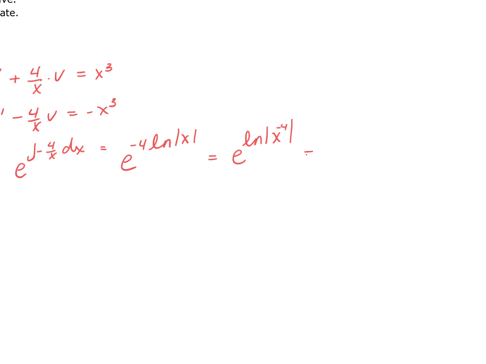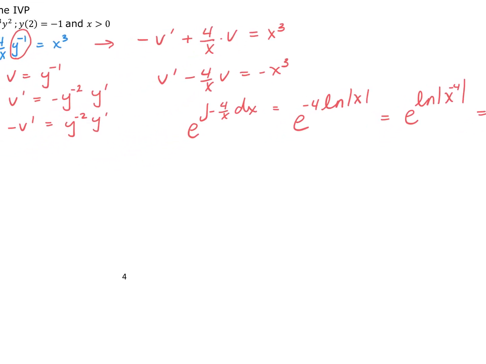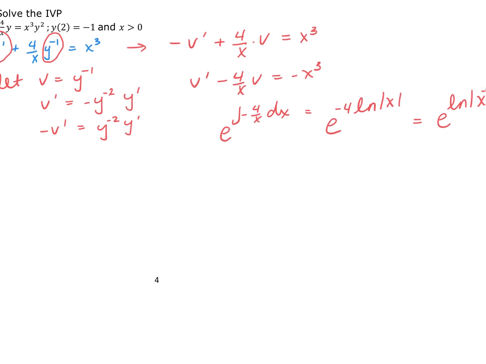And then because this is really x raised to the natural log of 1 over x to the 4th, that's positive, so I don't need the absolute values, so this just becomes x raised to the negative 4. So now I have my integrating factor. Now that I have my integrating factor, I'm going to say v must be equal to 1 over my integrating factor multiplied by my integrating factor multiplied by my g of x, which was x to the third, dx plus c.